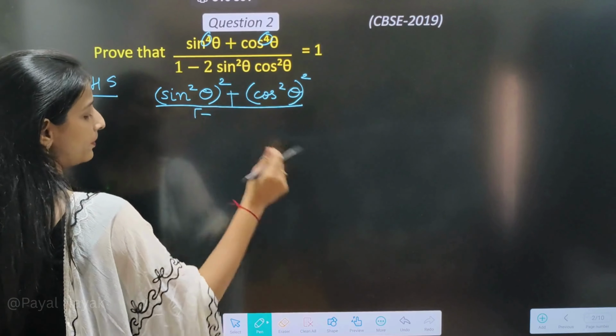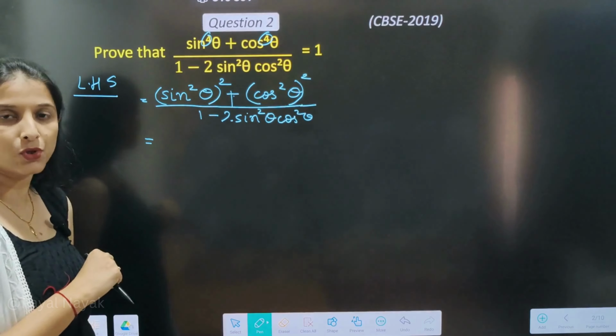Clear? Now what to do? Now you have studied an identity of a square minus b square. This is a square plus b square. So can you use that identity of a plus b into a minus b in this sum? No. Then how are you going to solve it?